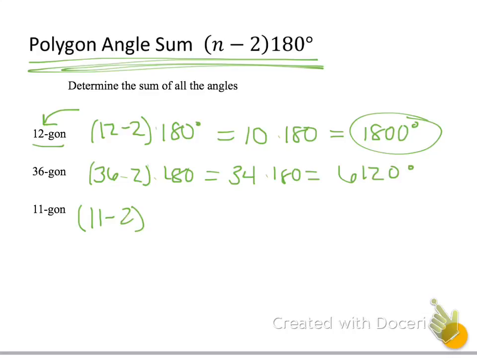Now we've got 11 minus 2 times 180. So 11 minus 2, we've got 9 times 180. So it should have 1,620 degrees in this one.